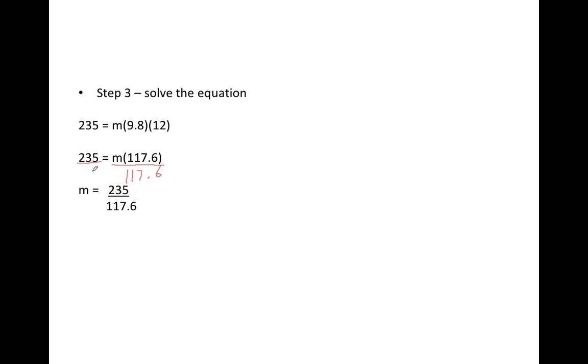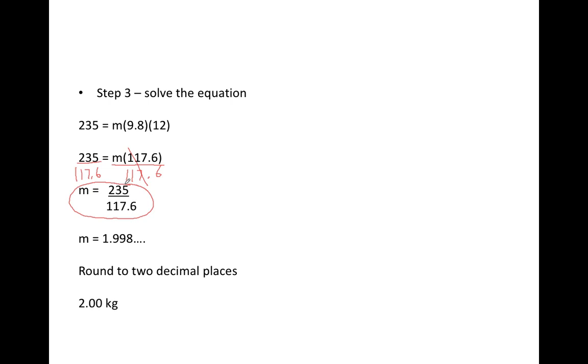And then if you do that on the right side, you have to do that on the left side as well. So you divide both sides by 117.6. This is exactly what you've done in math class before. This cancels, and then we flip the equation around and we get m equals 235 over 117.6. And then we solve. If we get a recurring decimal, just round to 2 decimal places. So it becomes 2.00 kilograms.